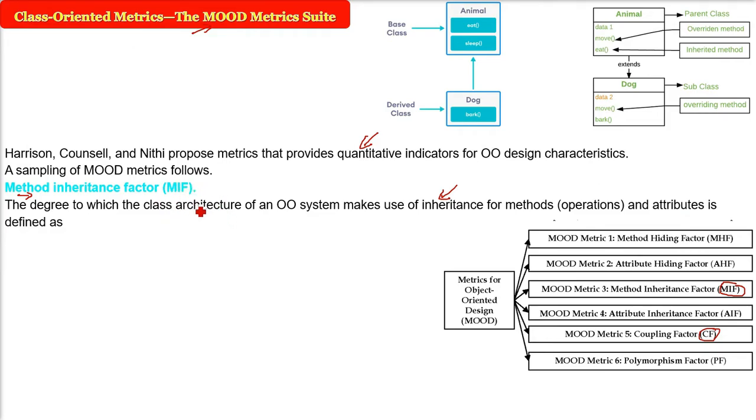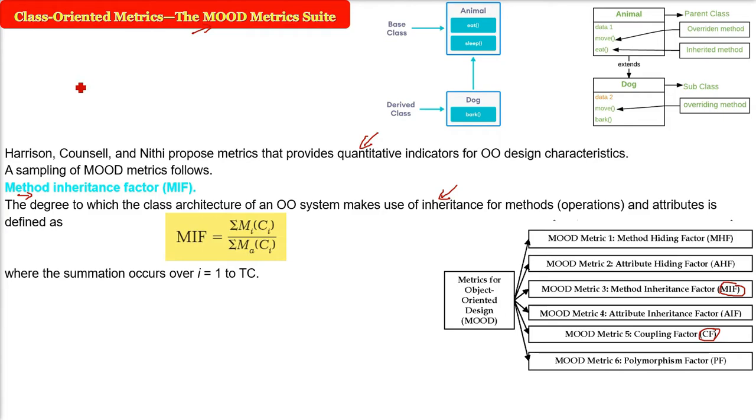How do we define this MIF? We define this MIF by this expression. This is the summation of MI(Ci), where i is the subscript, divided by the summation of MA(Ci). Now this summation, sigma, will start from 1 till TC. What is TC? Total number of classes.